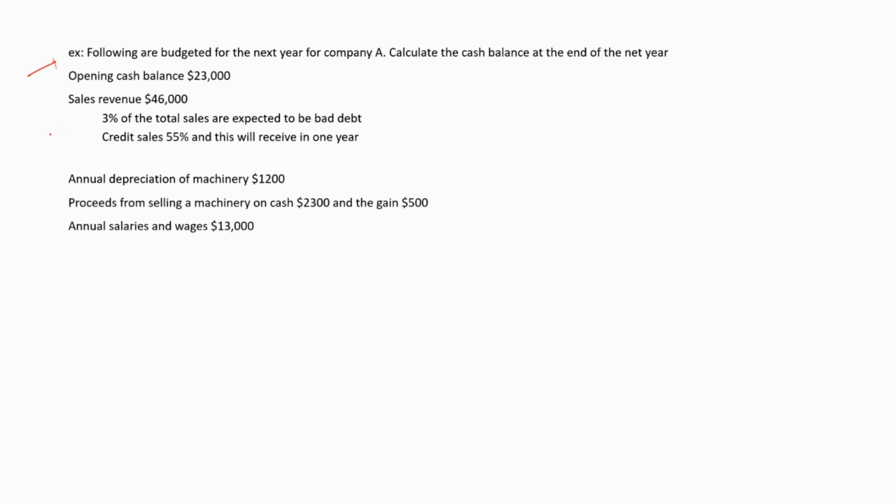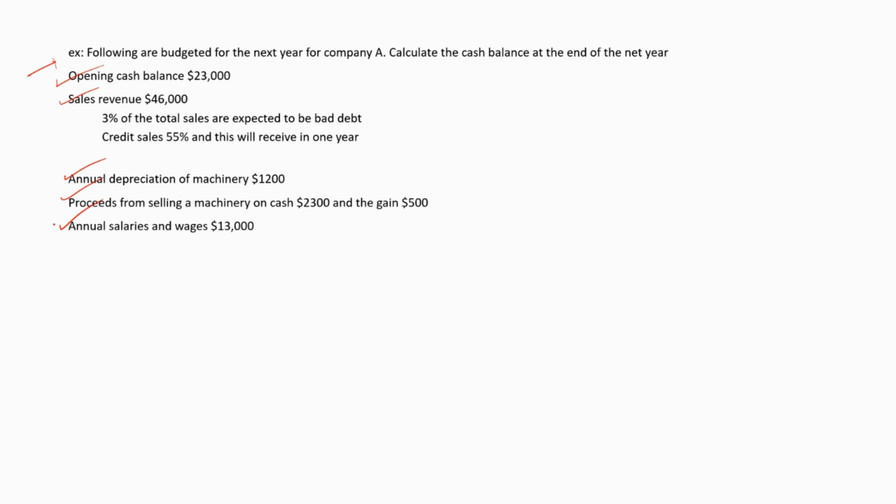Following are budgeted for the next year for company A. Calculate the cash balance at the end of the next year. So these are the transactions for the next year. What we have to do is calculate the cash balance at the year end of the next year. They have given us the opening cash balance and then sales revenue, annual depreciation, proceeds from selling a machinery and a gain, and finally annual salaries and wages.